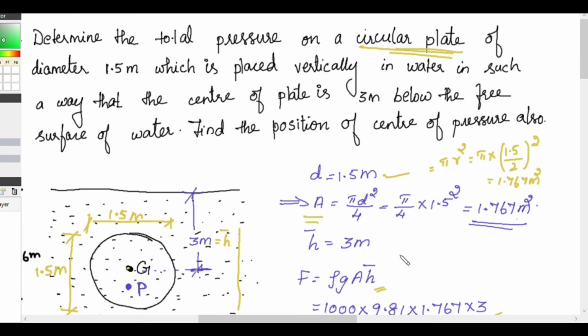Now, the next part is the inclined surface. When the surface is inclined and immersed inside a water body, that we will see in the next class. So today, thank you everybody for listening. Thank you.